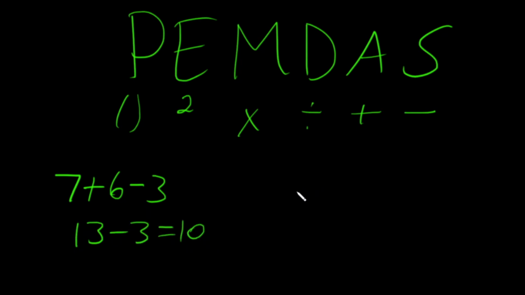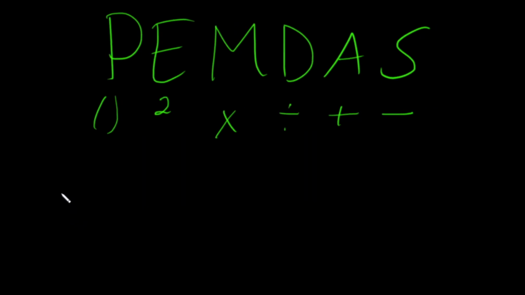Now let's do the same problem, but with the operations reversed. So if we had 7 minus 6 plus 3, remember I said a moment ago that even though addition comes before subtraction in PEMDAS, they are essentially equal, and so we just want to go left to right. We don't have parentheses or anything else that would change the order. So first we'll do 7 minus 6. Of course, that's just 1. We still have plus 3, and that gives us 4.